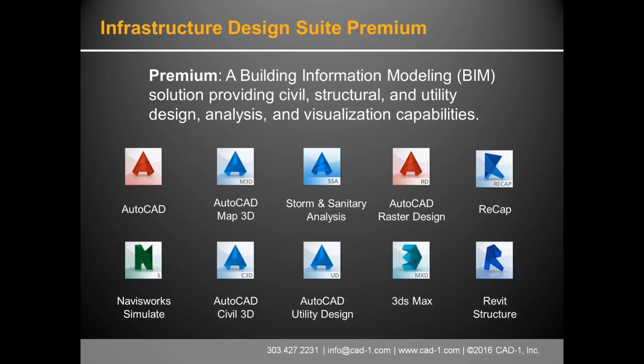Yeah. And as we'll go into next, there are many firms out there that will have lots of the Premium version, and then some of the Ultimate versions for some of the tools that we'll go over here in just a minute. So as you see, everything here in the Premium is everything that was in the Standard, except you get the Civil 3D application added, Utility Design, the 3ds Max, and the Revit Structure. So again, this is the Infrastructure Design Suite Premium version.